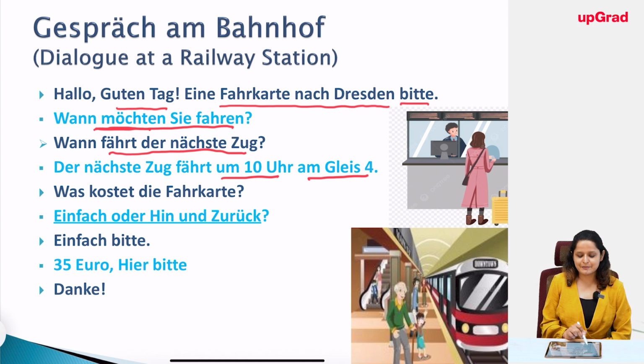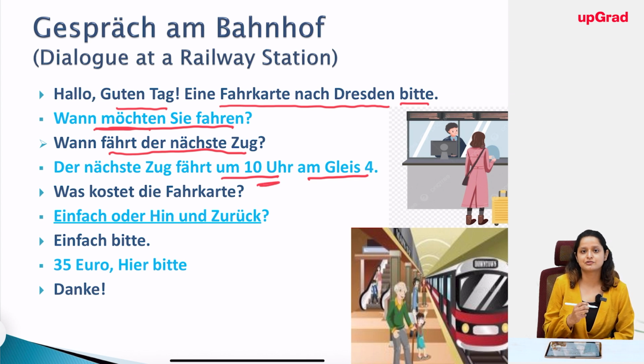Now what this means is, in response, that person might tell you that the next train is, for example, leaving at 10 o'clock, which is 10 Uhr am Gleis 4. The word Gleis means platform.